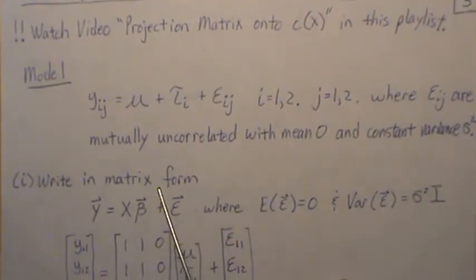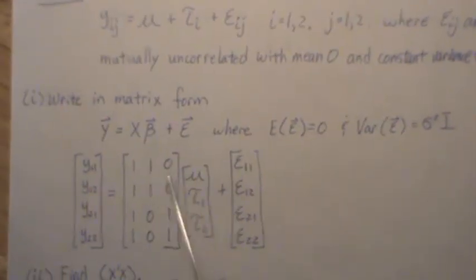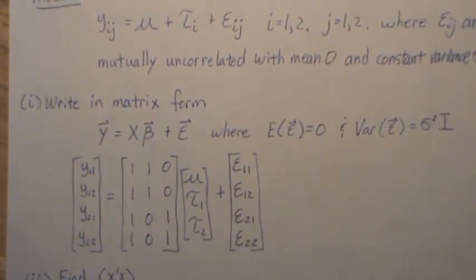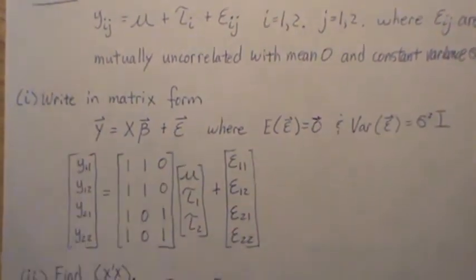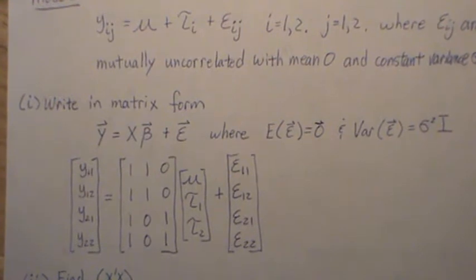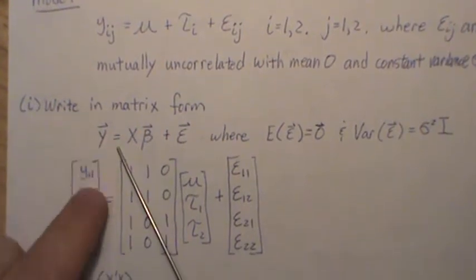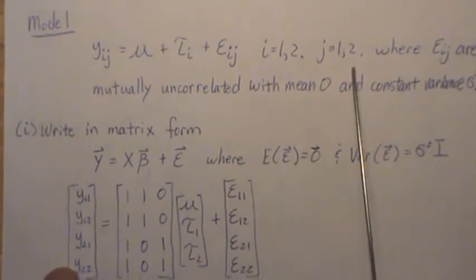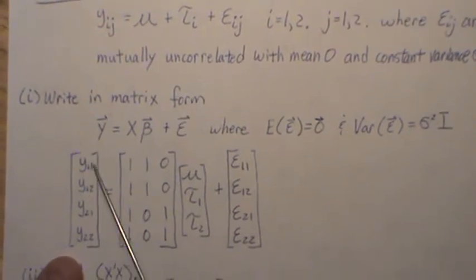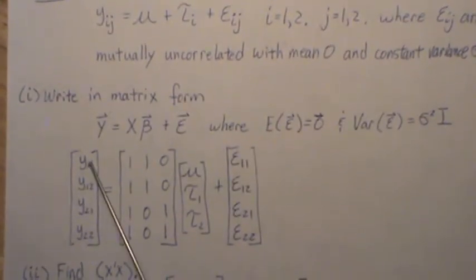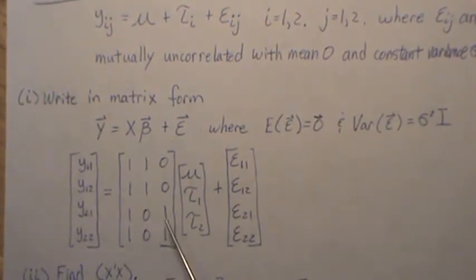Now let's write this in matrix form. So y equals X beta plus epsilon, where the expected value of epsilon is the zero vector, and the variance of epsilon is sigma squared times I. Remember i is 1 to 2 and j is 1 to 2. So y is y 1 1, y 1 2, which are the first two observations in group 1, and then y 2 1 and y 2 2, which are the two observations in group 2.